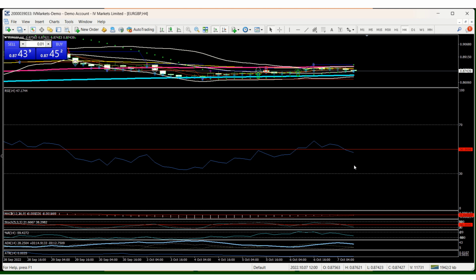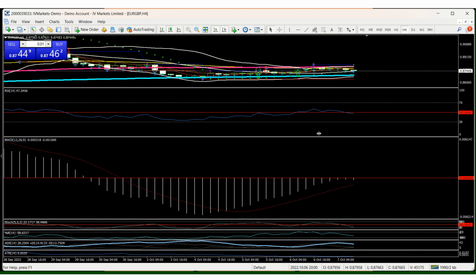As we can see, the blue color trend line that we can see here is below 50 and above 30, which means it is good to sell condition. I'm so sorry, it is good to sell condition, and between 0 to 30 it is oversold. So in this condition I will say, guys, it is good to sell. It's a downtrend.